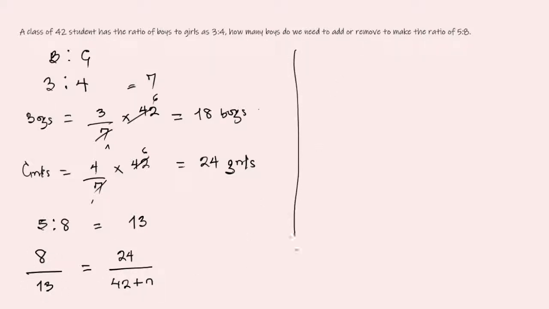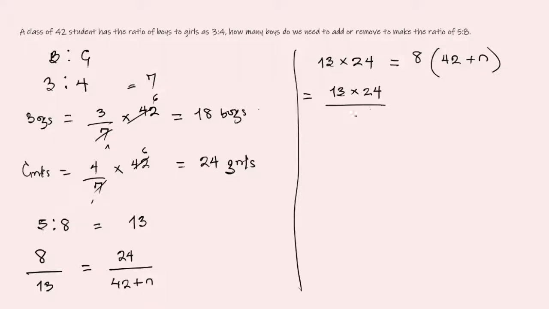So if we solve this, we would have that 13 times 24 is equal to 8 times (42 plus n). If we divide both sides by 8, we have 13 times 24 divided by 8 equals 42 plus n. 13 times 24 divided by 8 is equal to 39. And that is equal to 42 plus n.